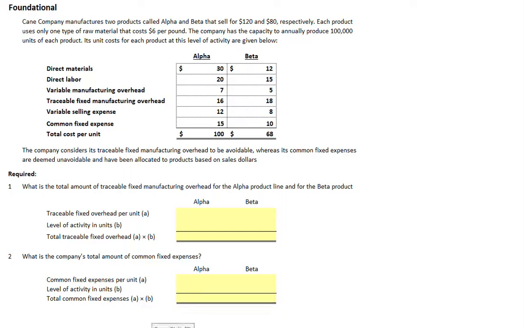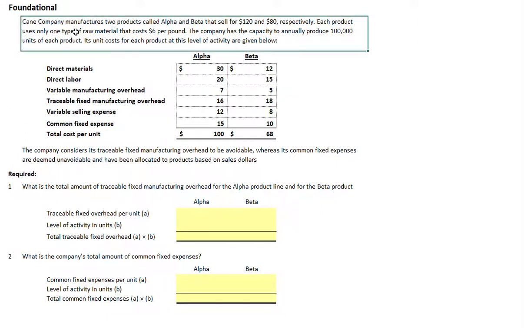In this video, we're going to walk through some basic foundational problems related to special orders, make-or-buy analysis, and the best use of a constrained resource. We're going to take a look at the Kane Manufacturing Company that manufactures two products called an alpha and a beta. They sell for $120 and $80 respectively. Each product uses one type of raw material that costs $6 per pound. That's going to be important later on when we do our constrained resource.